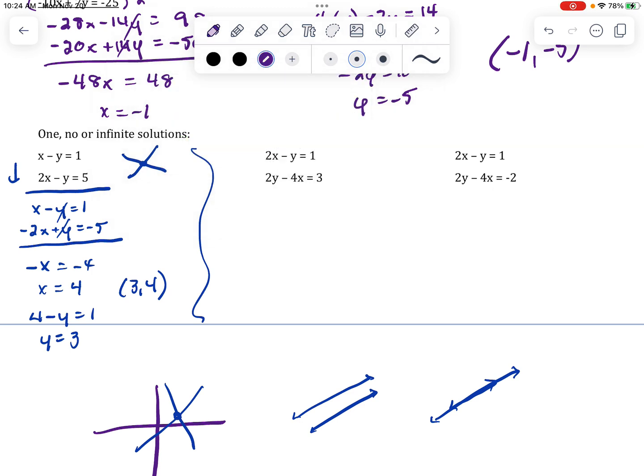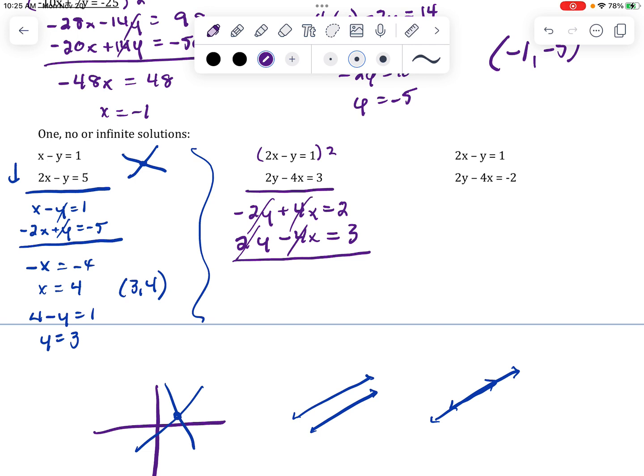All right, case number 2. In this one right here, I'm going to rearrange the second line, or the first line, and I'm going to multiply it by 2. So I'm going to have negative 2y plus 4x equals 2. And I have 2y minus 4x equals 3. I leave that second equation alone. Now when I add down, notice my y's cancel, my x's cancel. I have 0 equals 5.